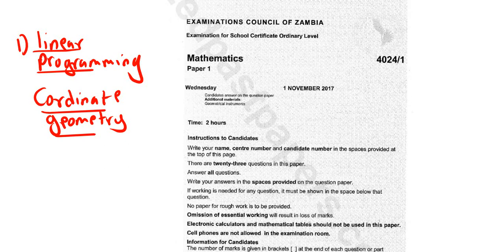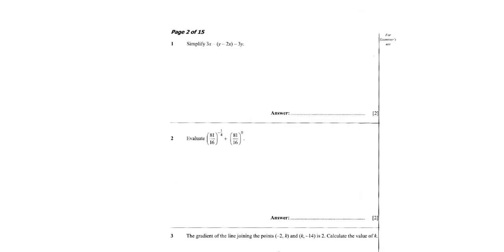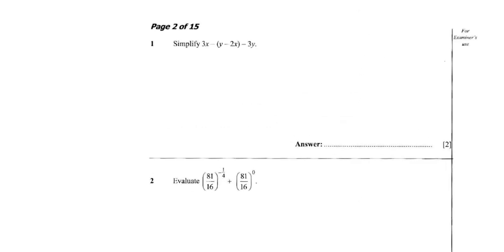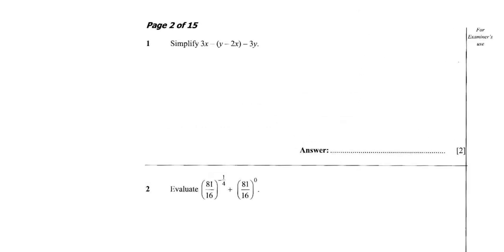Before we go to these two topics, allow me to just solve the first question. The first question is this one right here. Our first question says simplify 3x minus, open brackets, y minus 2x, minus 3y.